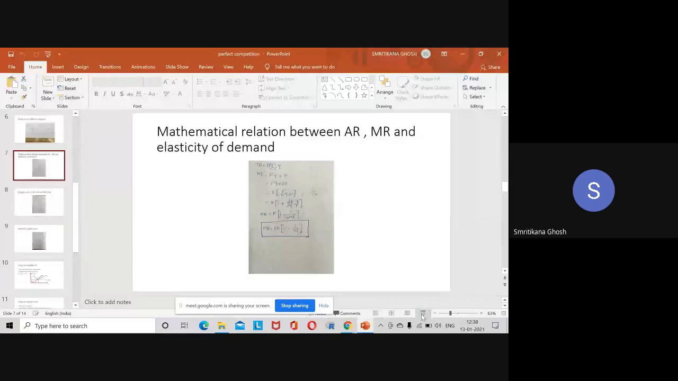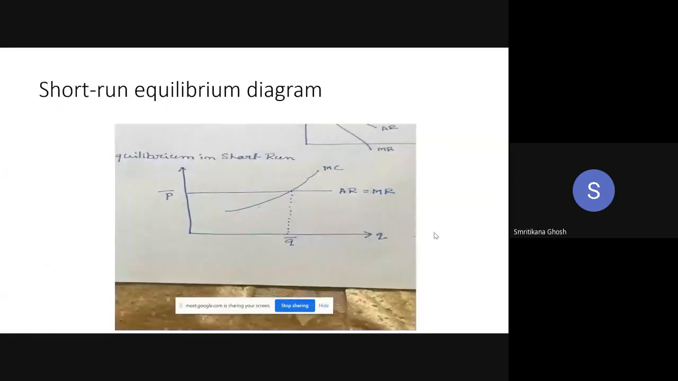Yes, we have finished with this short run equilibrium diagram, right? So in short run equilibrium, what is the condition? AR is equal to MR, which is equal to the given price, and that should equal marginal cost. That was the first order condition of the perfectly competitive firm's short run equilibrium. And the second order condition is that your marginal cost curve must be upward rising, which is actually the stability condition. Okay. So that much we have discussed.